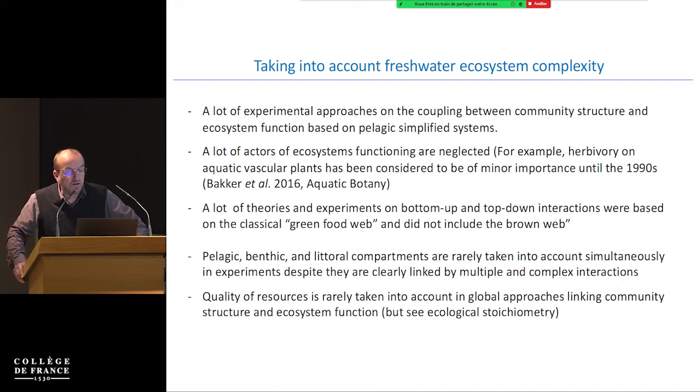And also, in global approaches on the link between community structure and ecosystem function, the quality of resources is rarely taken into account. There have been a lot of developments on ecological stoichiometry, but they were rarely at the level of complex food webs.